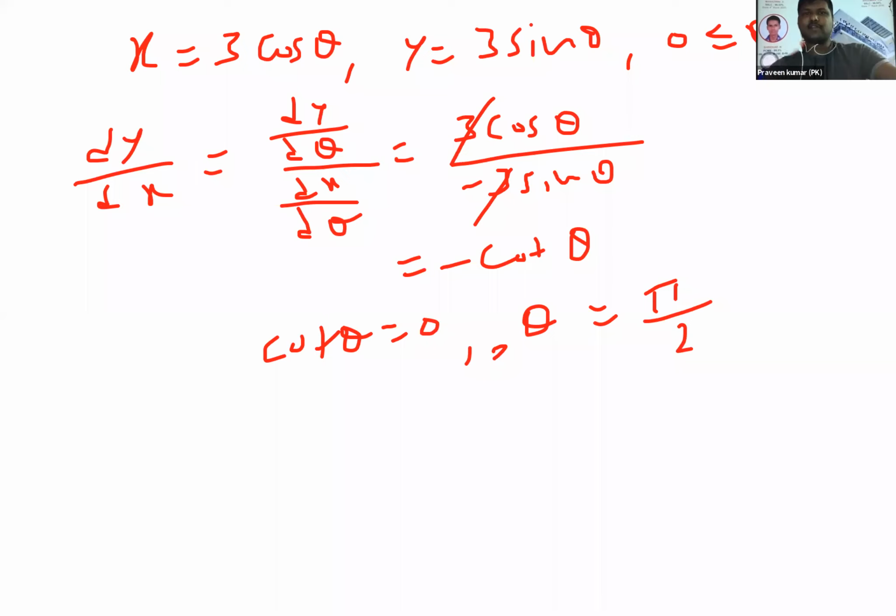Very simple question. Dy by d theta by dx by d theta. They said it is parallel to the x-axis. Any line parallel to the x-axis has slope 0. I consider dy by d theta. That means cot theta is 0. Then theta is pi by 2. Understand? Copy this.